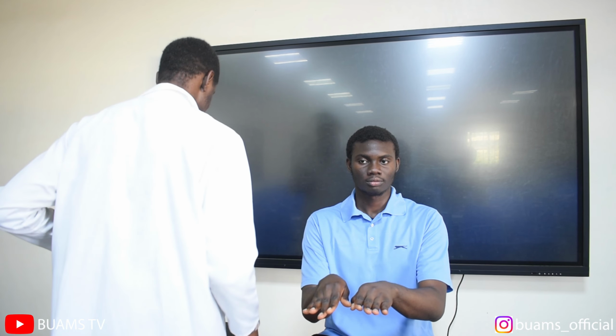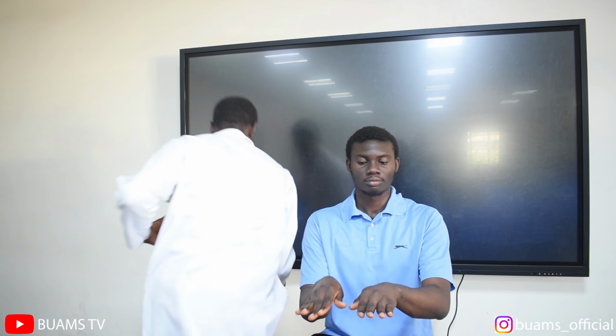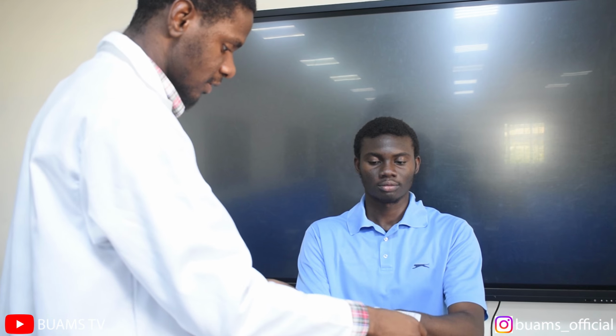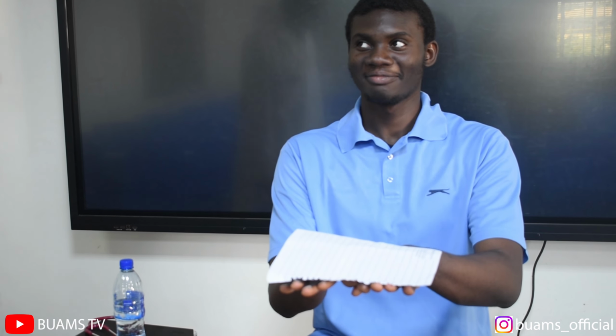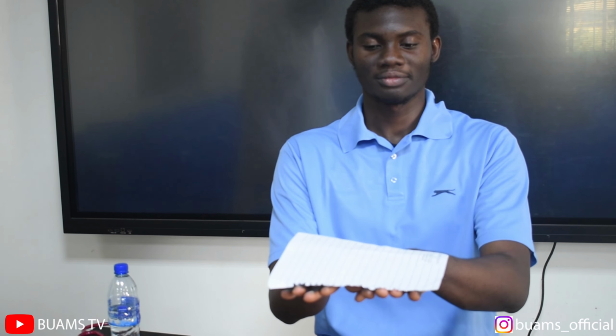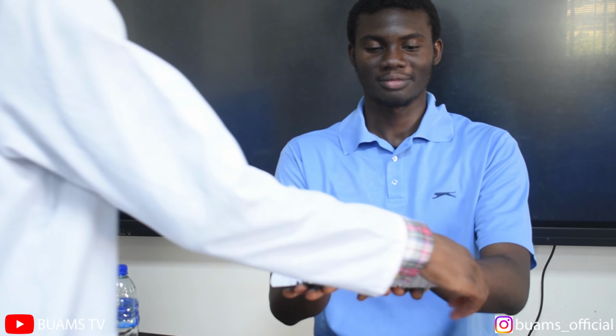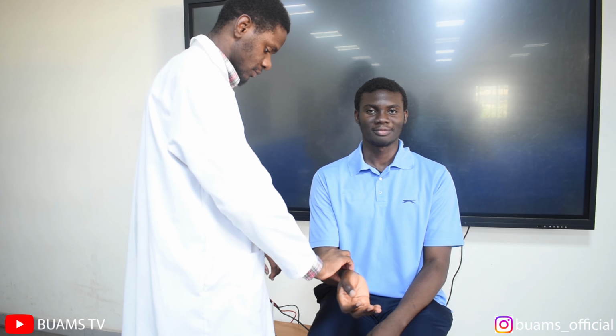Then I want to check if he has tremors. So I'll be getting a piece of paper to check if he has fine tremors. I just want to put off the fan now, so it won't interfere with this test. Okay, so he doesn't have fine tremors. All right, thank you. Then you also want to check the pulse. So you check the pulse and then you also count the pulse.